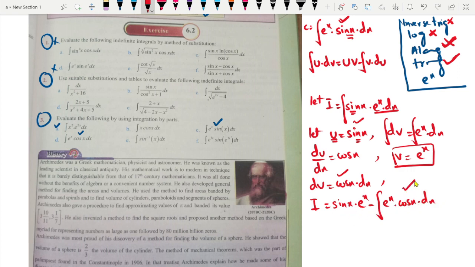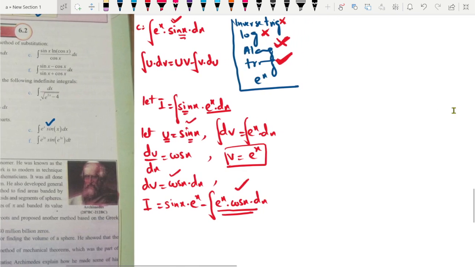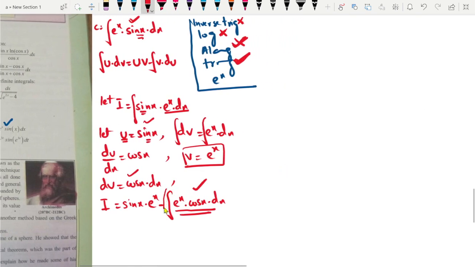Now here we again use integration by parts. For integration by parts, there is no inverse trigonometric function, no logarithmic function, no algebraic function, because a trigonometric function is present. So take the trigonometric function as u and the other as dv. Now I solve only this one and put the result here.